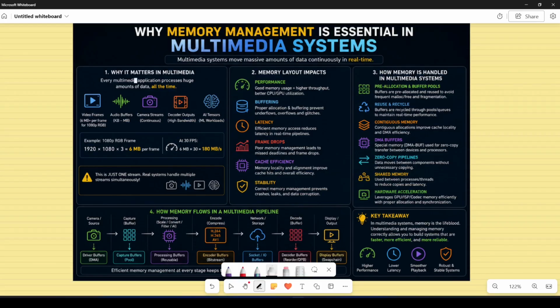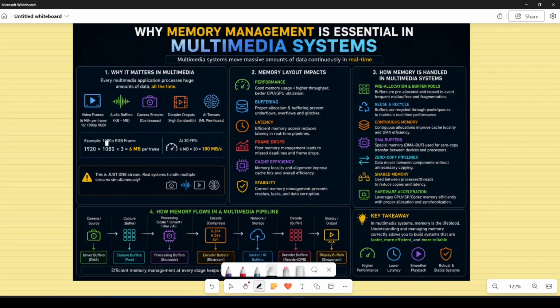If you look at this diagram here, every stage in the multimedia pipeline is continuously reading, writing, buffering, copying, processing, encoding, decoding, and finally displaying or saving data as a file or in a display system. And that data is very huge. Just see this, a single 1080p RGB frame. RGB means red, green, blue, three different channels of color data that we capture.